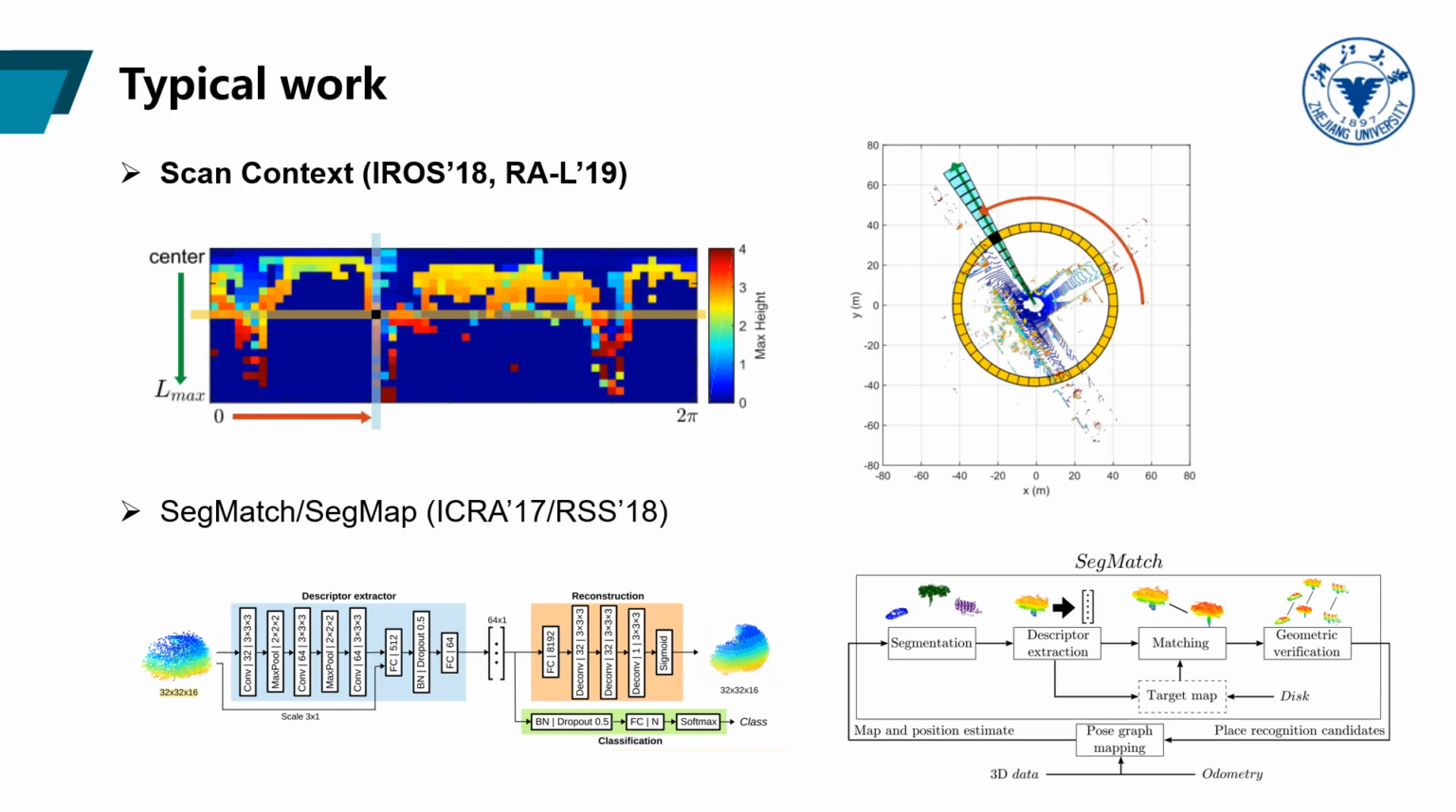SegMatch and SegMap present a high-level perception, which segments point clouds into a set of discriminative elements at object level. They use a 3D CNN to encode segment features and identify candidate correspondences by using KNN in feature space. This approach is a successful attempt towards human-like perception. Nonetheless, it needs a dense local map, and the relations among objects are not taken into consideration.